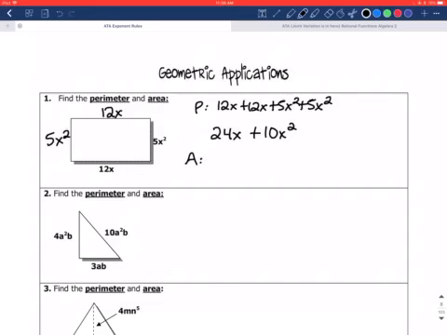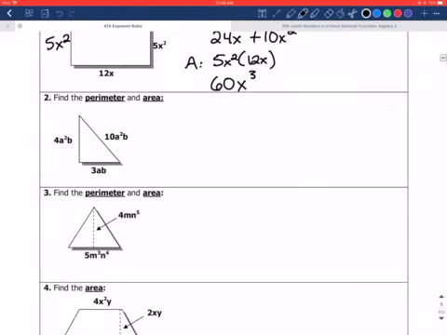For the area, we will multiply the length times the width. So we can combine them now because we're multiplying. 12 times 5 will give me 60, and x squared times x will be x to the 3rd power because we are adding those exponents.